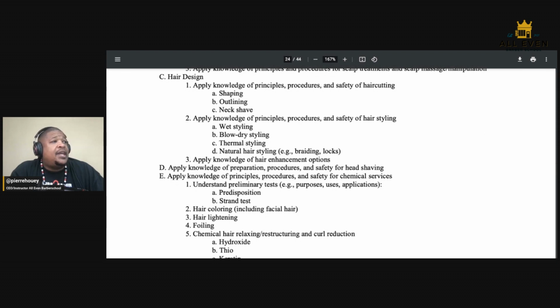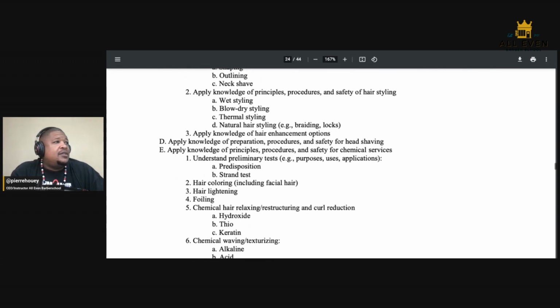1, apply knowledge of principles, procedures, and safety of hair cutting. Out of that, you got 3 subsections. A, shaping. B, outlining. And C, neck shave. And honestly, shaping and outlining tends to be the same to me, but they define it through different terms in the book, but it's really not that bad.